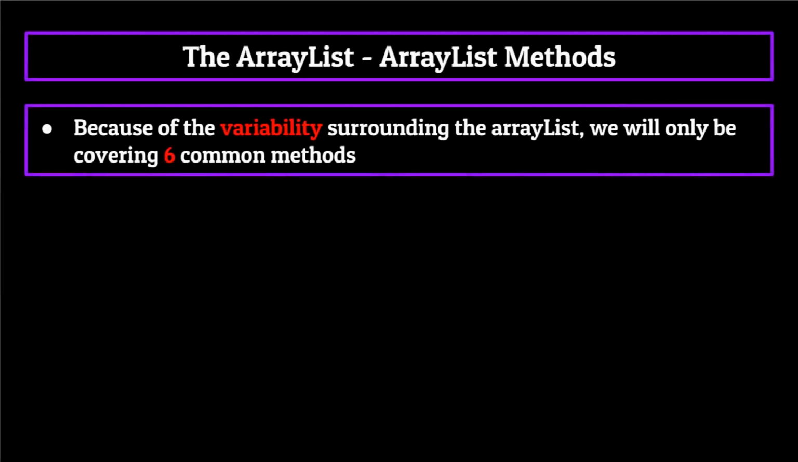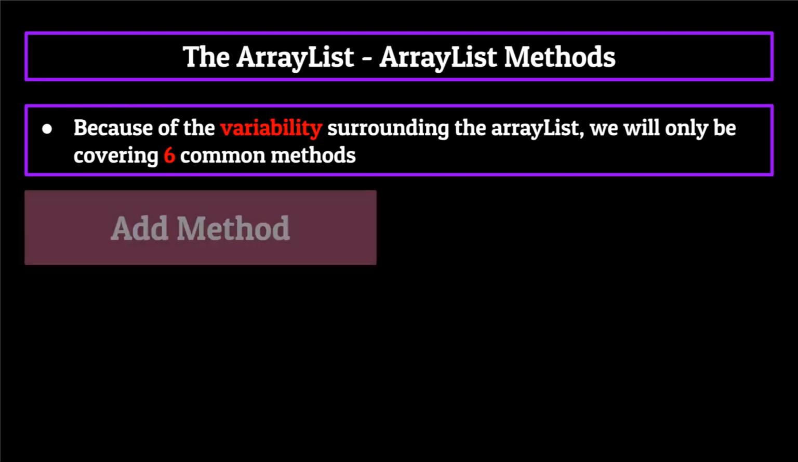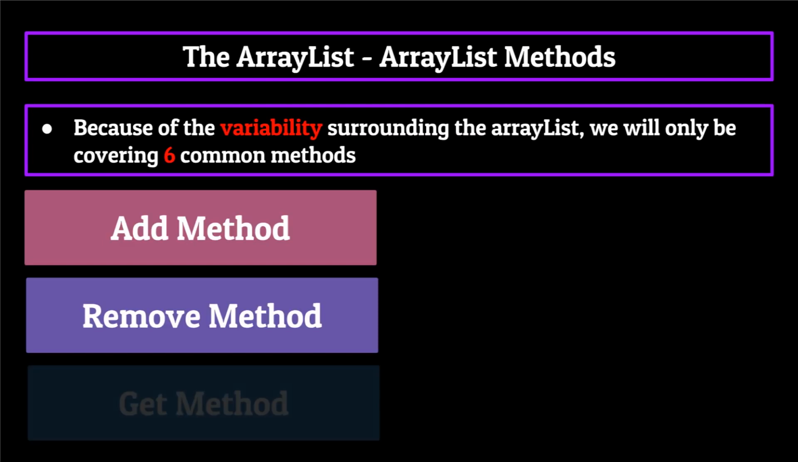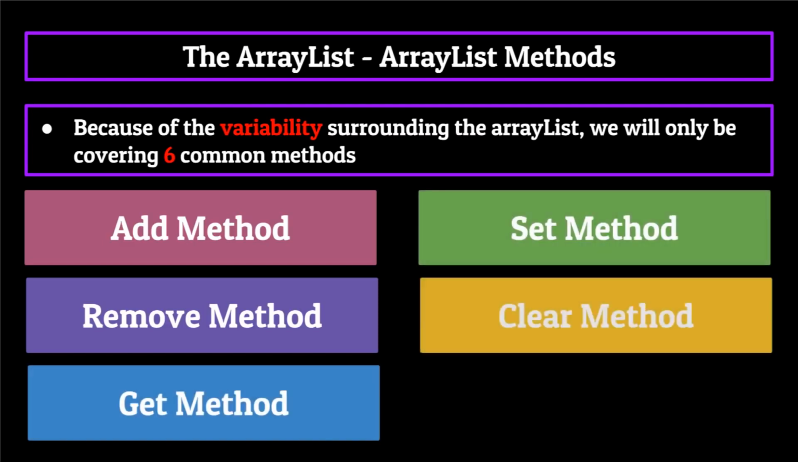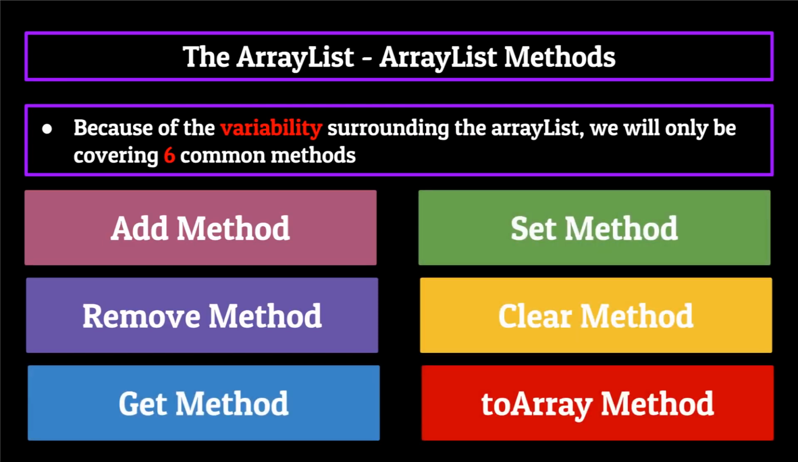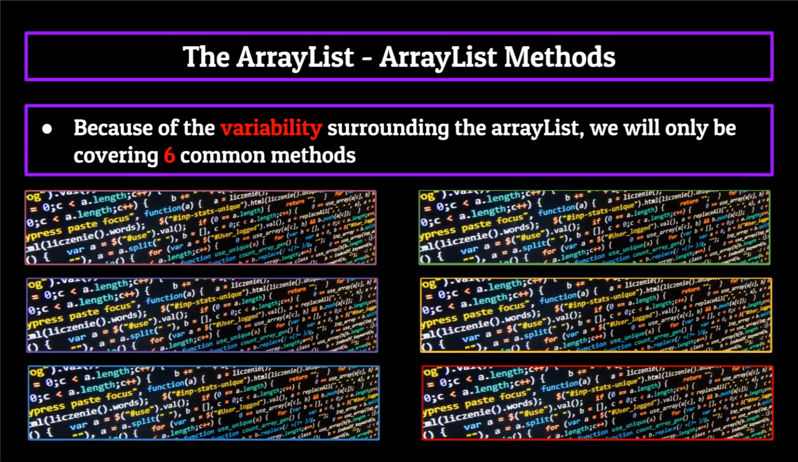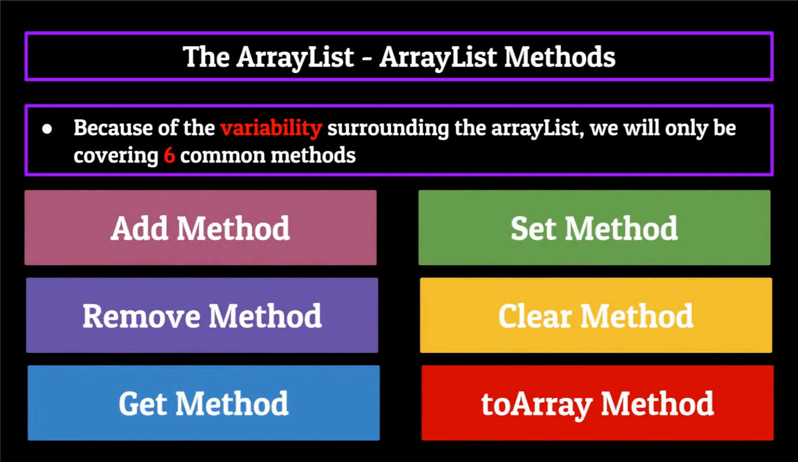Because of the variability surrounding the ArrayList amongst languages, in this series we're simply going to be covering 6 of the most common methods that are both useful and can be found in 99% of the ArrayList classes. These 6 methods are the add method, the remove method, the get and set methods, the clear method, and the toArray method. This may look like a lot, but remember, all of these are pre-programmed for you, and so you don't have to make them all by hand. All you have to do is call them on a pre-made array list and you're set to go.